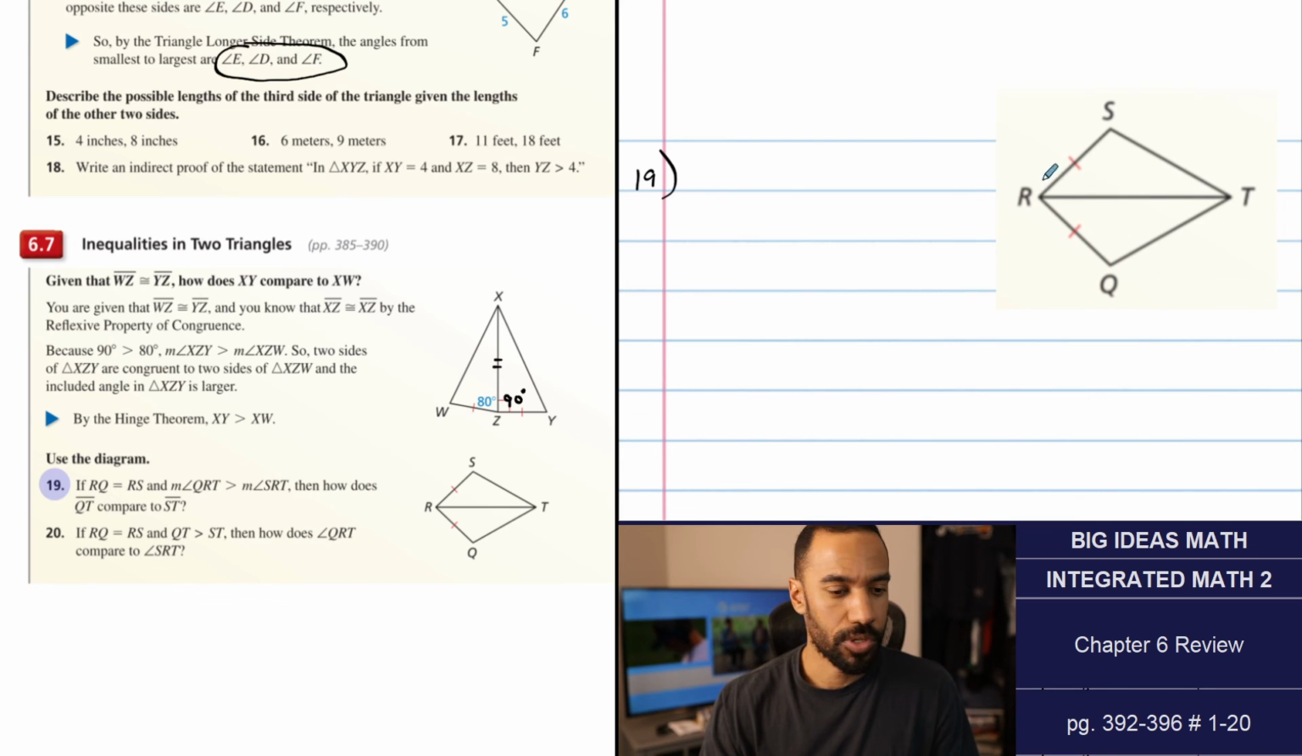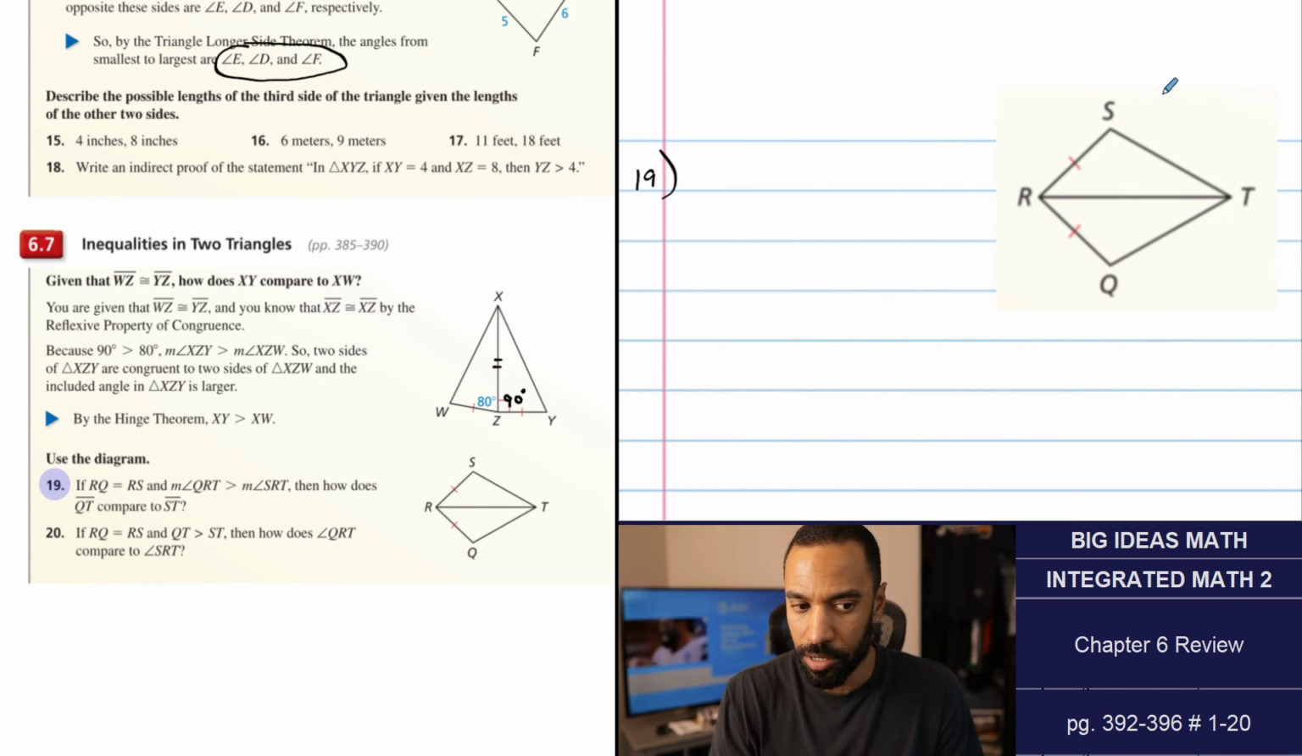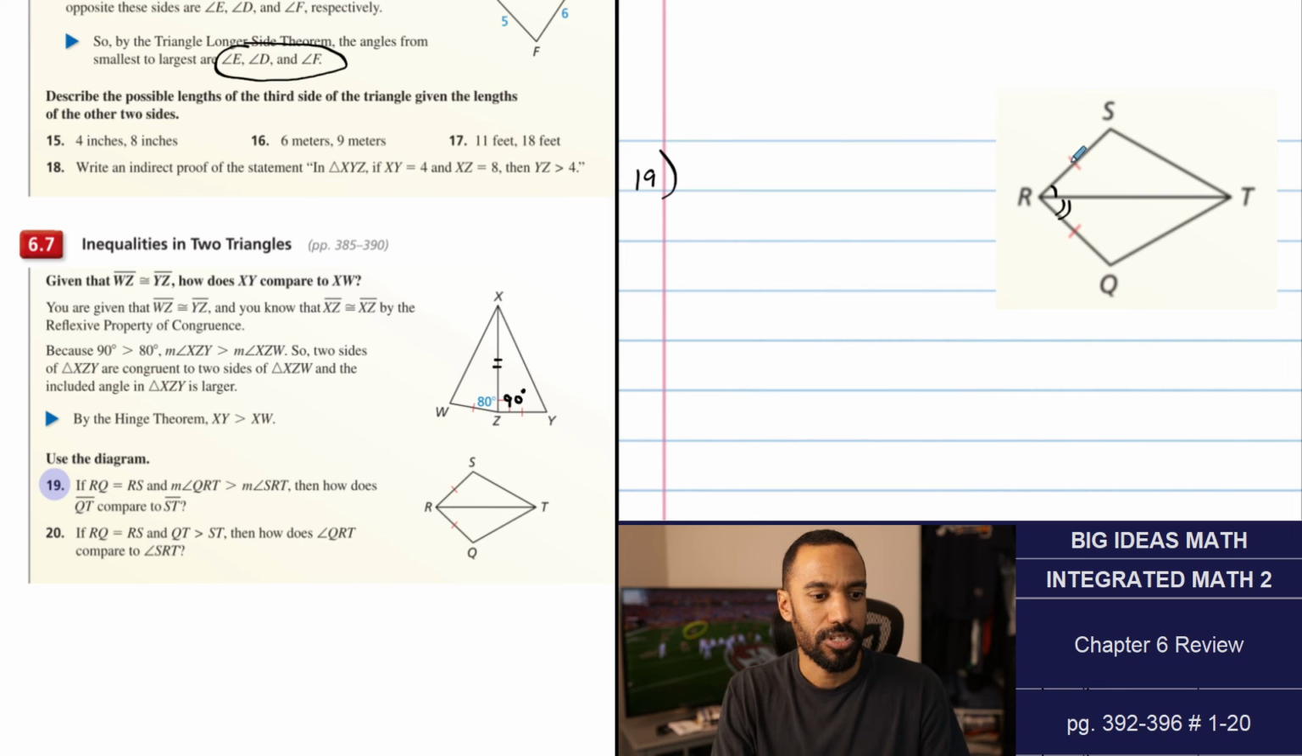If RQ equals RS, and it's labeled as such, and measure of angle QRT, I always have trouble labeling this, I'm going to do a kind of double arc, QRT is greater than the measure of angle SRT, make it smaller in a single arc. Then how does QT compare to segment ST?